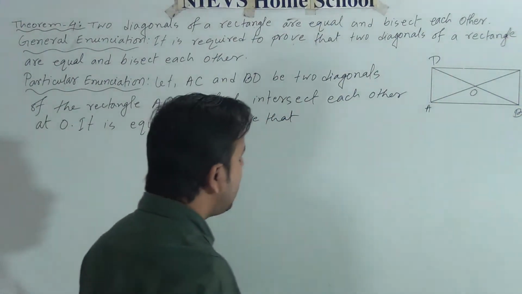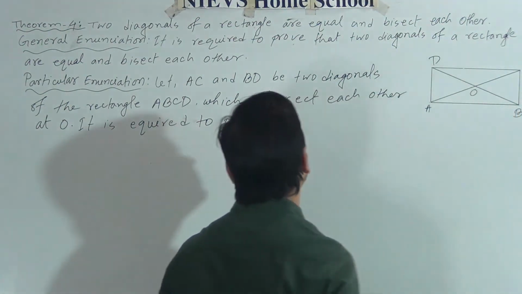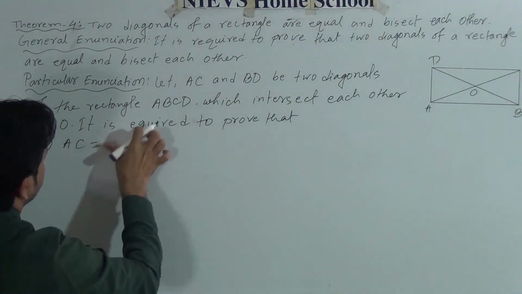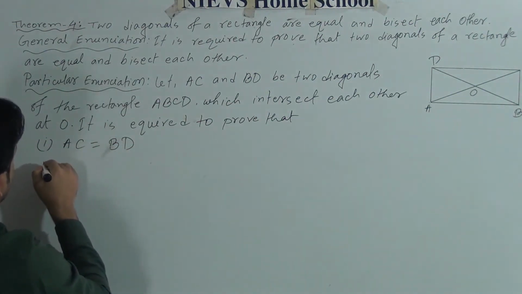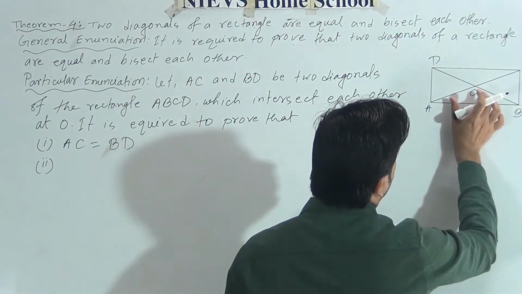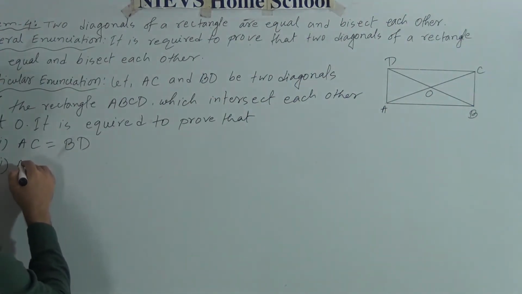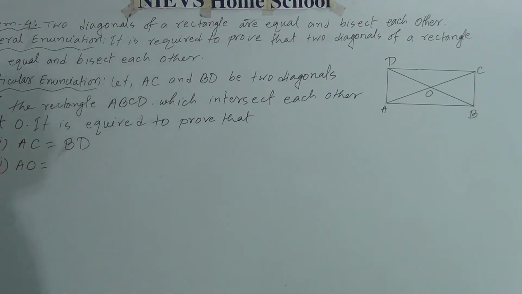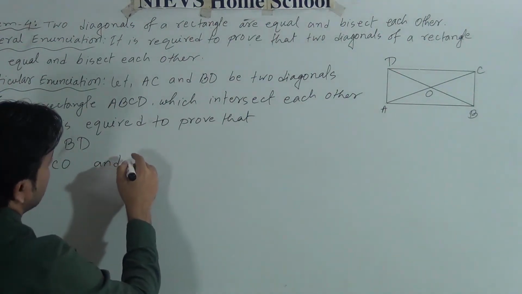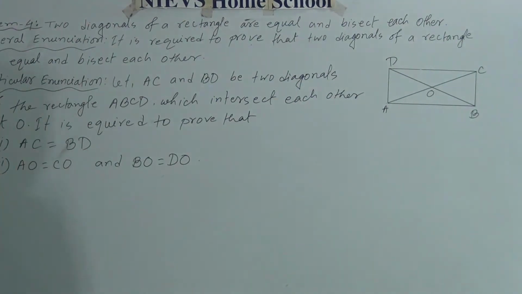the diagonals are equal. It means that in first case we have to prove AC is equal to BD. And we have to prove that again the diagonals bisect each other. It means that we have to prove that AO equal to OC and BO equal to OD. So we can write here AO equal to OC or CO, we can write any one. AO equal to CO and BO equal to DO. As we need to prove that the diagonals bisect each other.